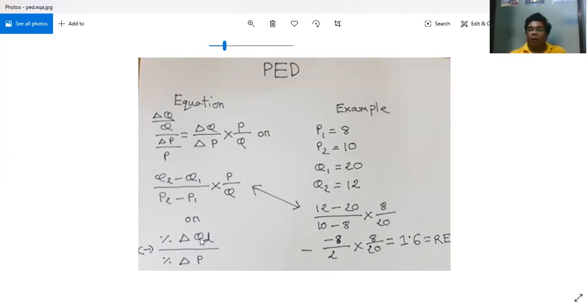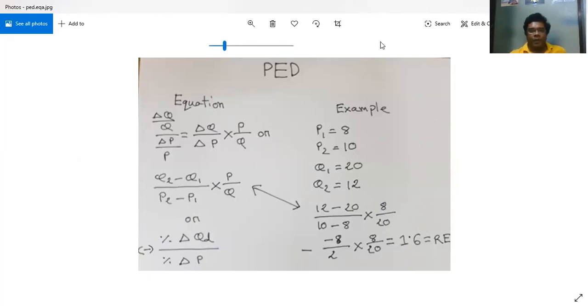All right. Now, if the values are given in numbers in the question paper, then you can use this equation, which will give you the same result. If necessary, you can pause the clip and go through the equation. In this example, the result is 1.6. The value is 1.6. It means demand is relatively elastic. We'll talk about it in a moment.